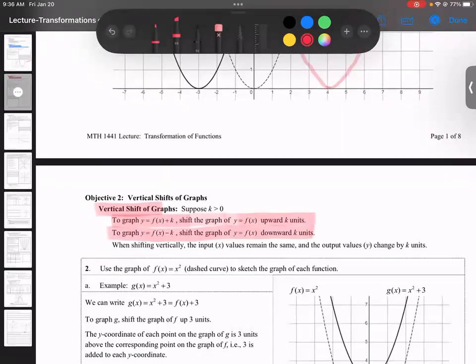Does the y value change when you move up and down? Yes, right. You move up and down, of course your range is going to change, right? The only thing that doesn't change is your x. It just moves up and down. It doesn't move left or right.